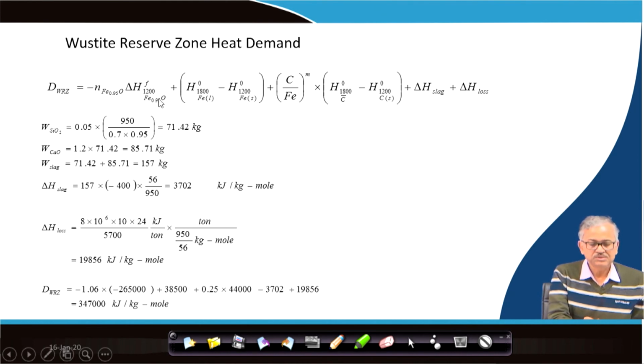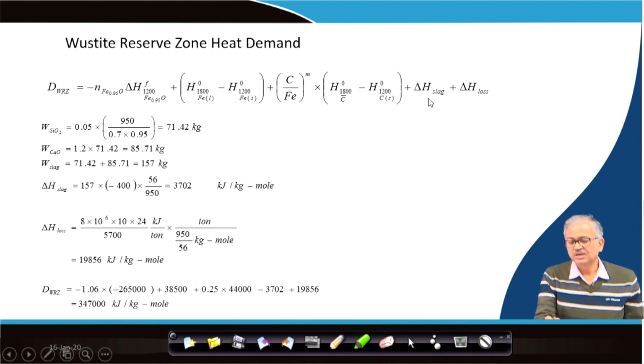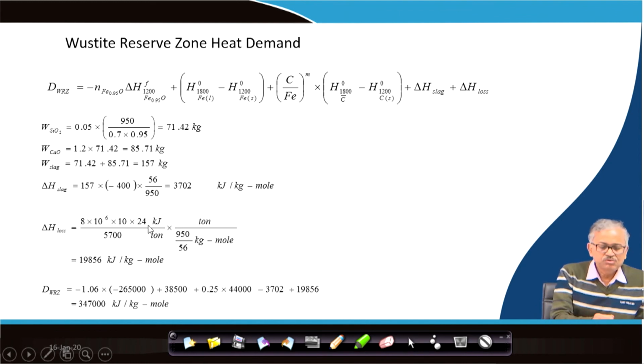One is the Wüstite decomposition, then the sensible and latent enthalpy of iron, then the sensible and latent enthalpy of the carbon, and then the heat loss due to slag and heat loss due to the atmosphere. According to this problem, I can calculate the weight of the silica and the weight of the calcium oxide, and then the total weight of the slag.